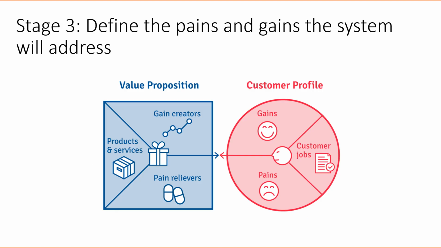Once you did that, we go to the third step: defining the pains and gains the system will address. So what is the value proposition? The products and services, the pain relievers, the gain creators, the value proposition of your system. And you match it with the customer profile. What the customer will think is satisfactory from the system, what the customer jobs are, what the pains are that the customer wants you to solve with the system.